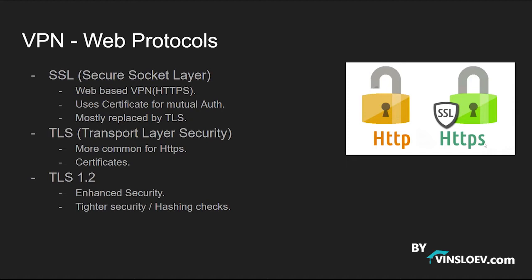So this is what is called VPN web, and it uses web protocols to establish this virtual private network. And we have several protocols in place to do that. We have some older ones and some newer ones. The oldest one is SSL, which is Secure Socket Layer, and that is the web-based VPN HTTPS, as we see right here, whereas this is unencrypted and does not use any of these encryption protocols. SSL is based on certificates in order to make this mutual authentication of a client and a server. We will be discussing certificates in much more detail in upcoming lectures.